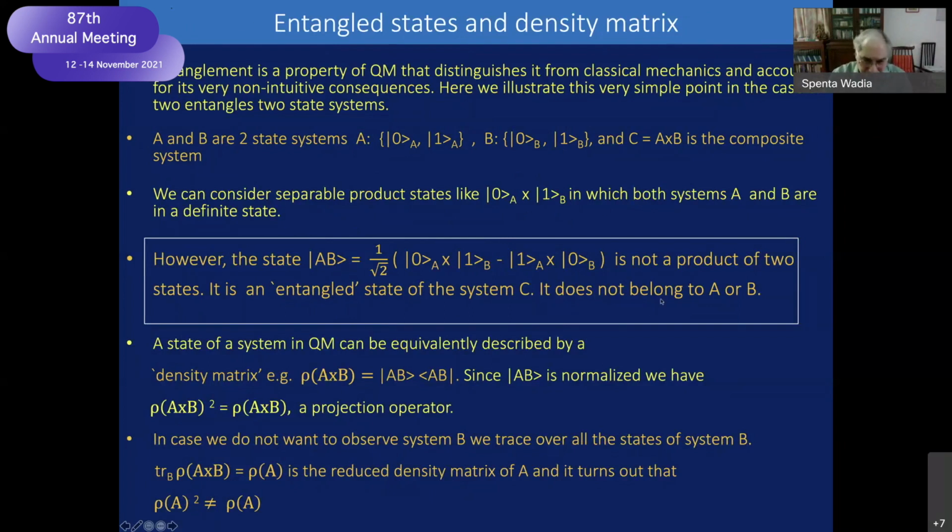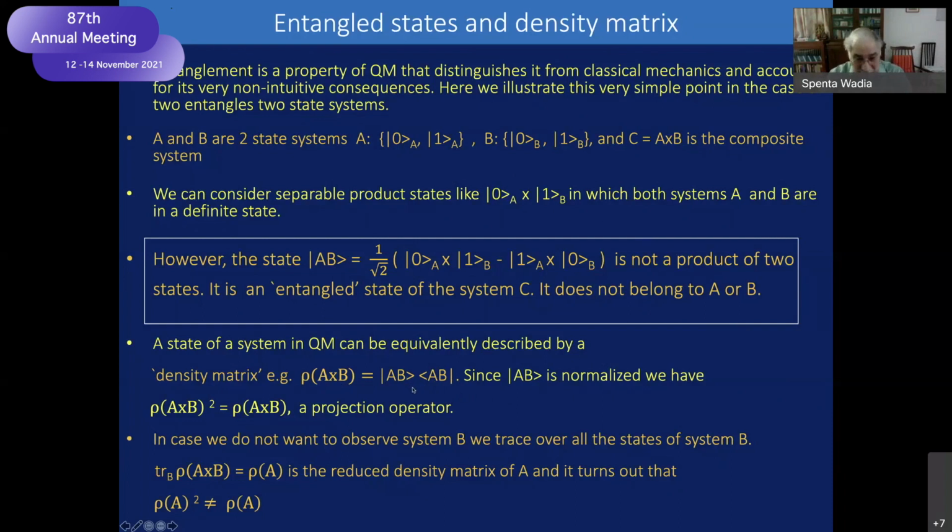Now, there is something abstract here which was invented by von Neumann, which we all use as practitioners in quantum mechanics, which is the idea of a density matrix. A density matrix is some operator which, when operating on this state, gives this state back. It's like a projection operator, so its square is itself. Okay.